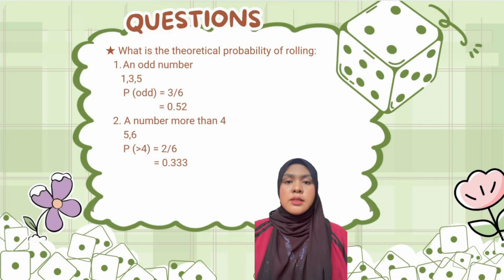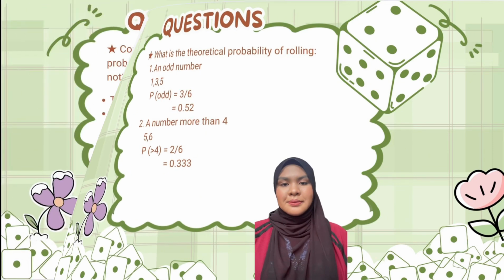Now, let's compare this with theoretical probability. Theoretical probability is based on what should happen in theory, assuming the die is fair. There are 3 odd numbers out of 6 possible outcomes. So, the theoretical probability of rolling an odd number is 3 over 6, which equals 0.5. Finally, the theoretical probability of rolling a number more than 4, which is either 5 or 6, is 2 out of 6, which is equal to 0.333.